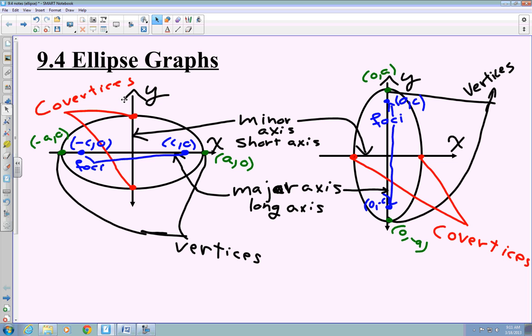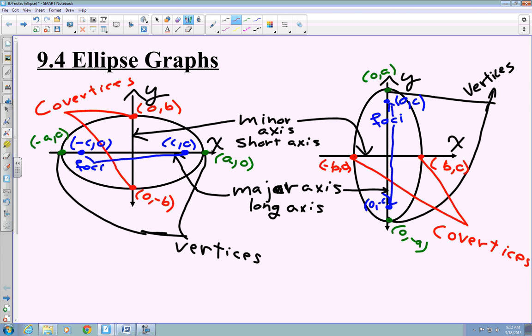And finally, we use A and C, so that leaves B in the middle. So for our covertices, we're going to use the letter B. So when the covertices are on the y-axis, this is 0,B and 0,negative B. And over here it's on the x-axis, so it would be negative B,0 and B,0. Okay, lots of stuff there.